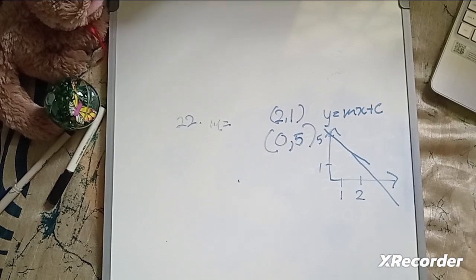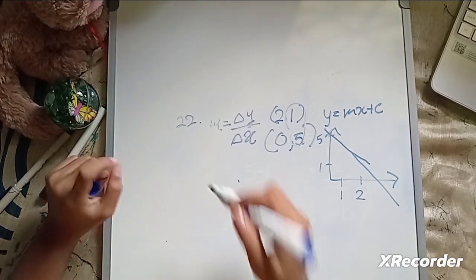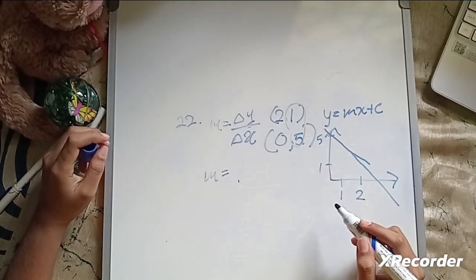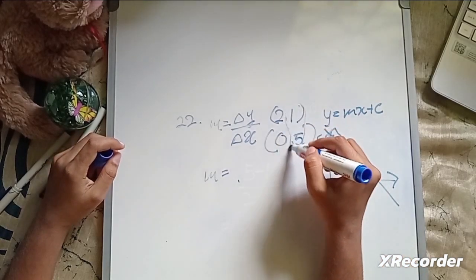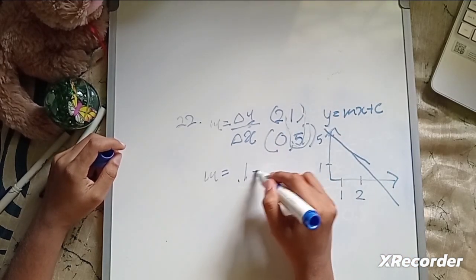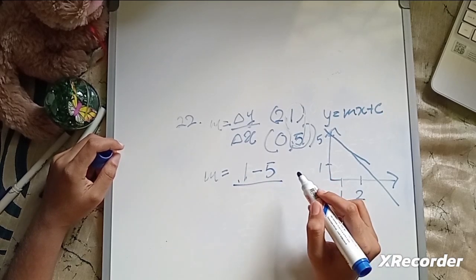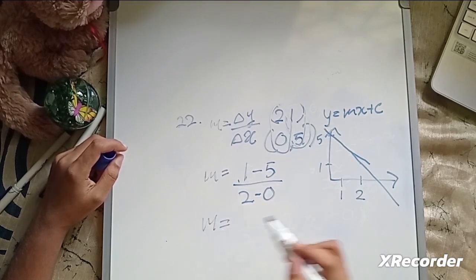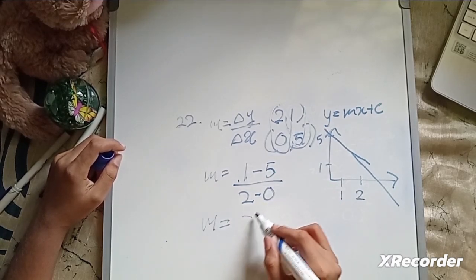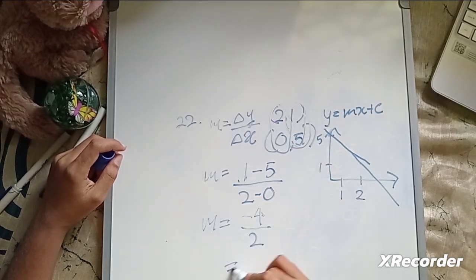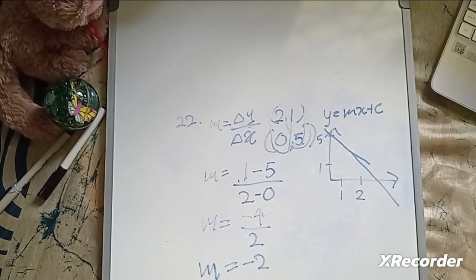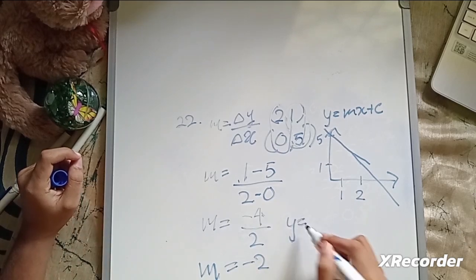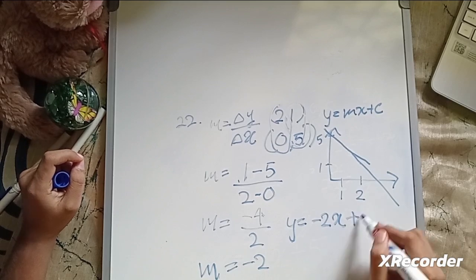So we can find the m value by subtracting these y values, 1 minus 5, over these x values, 2 minus 0. Then we get minus 4 divided by 2, so m is minus 2. Then we can write y equals minus 2x plus 5.